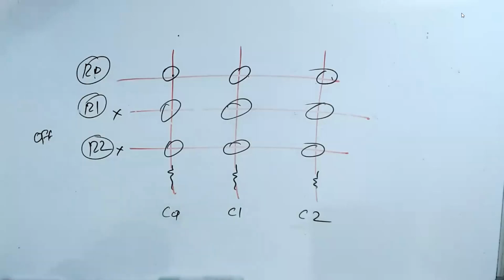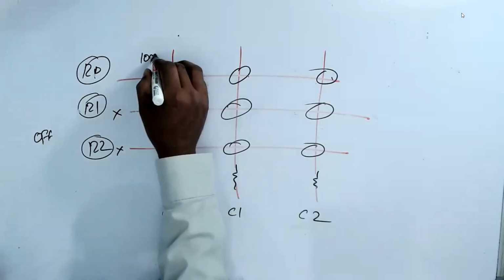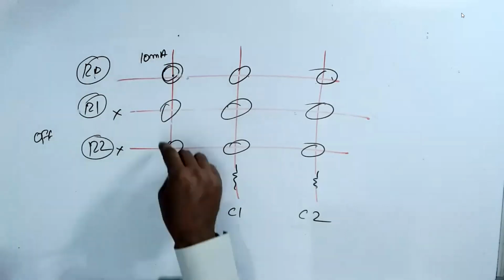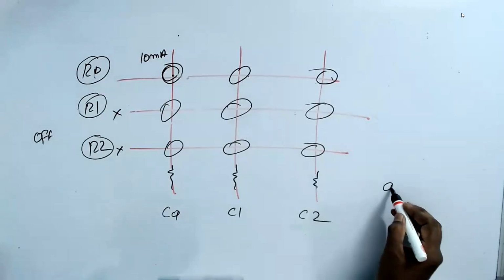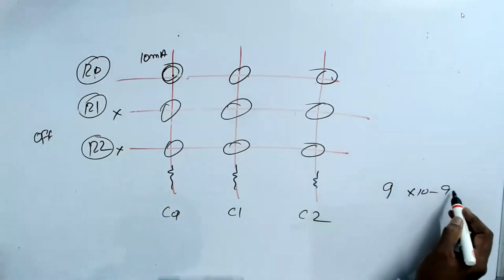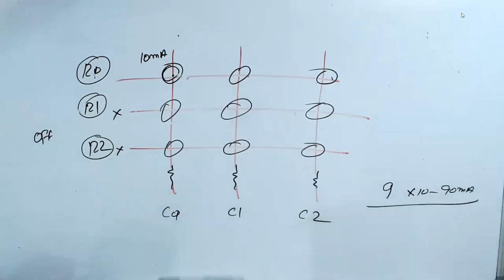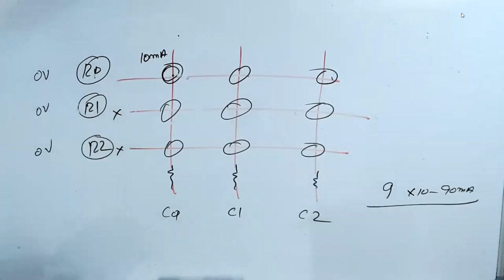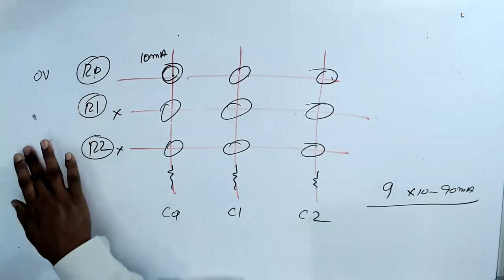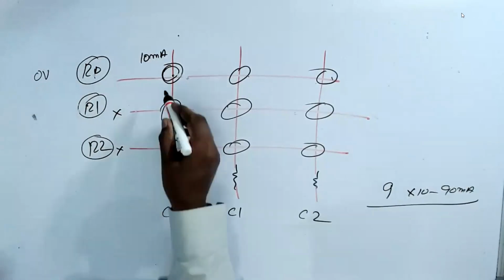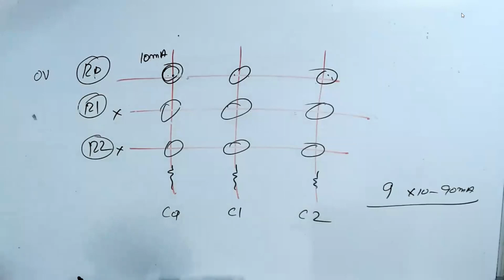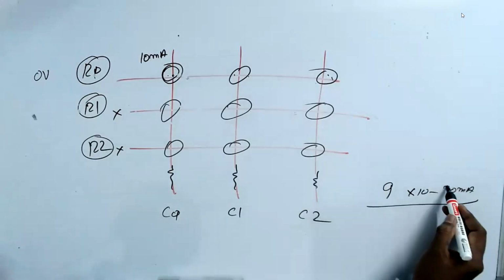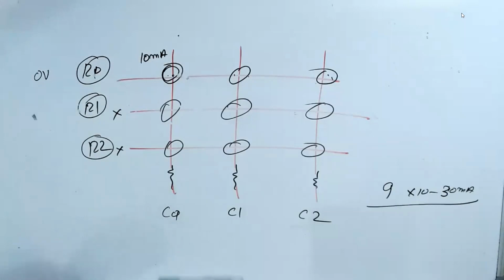Now, what is the advantage? Think of the advantage. If each LED is drawing about 10 milliamperes, suppose you make all the LEDs on, 9 into 10, you would take 90 milliamperes. Now at a time only one row is on, by controlling the cathode voltage. Because of that, even if you make all of the LEDs on in that row, you get only 30 milliamperes. You are avoiding 90, going down to 30.